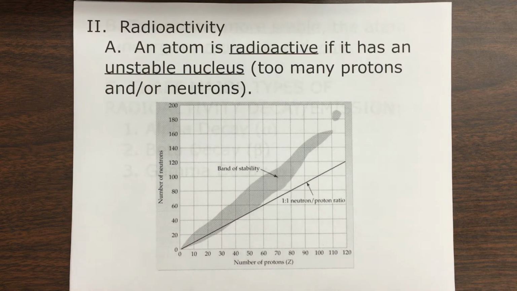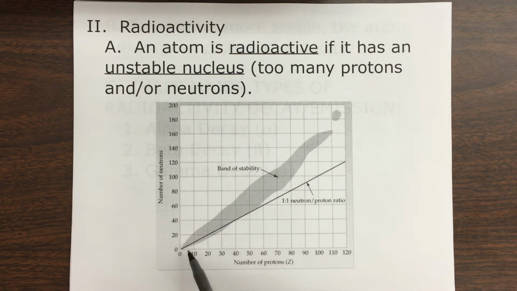In this video, we're going to talk about radioactivity. So far, we've learned that every element has a different number of neutrons and protons, and even within the same element, sometimes they have a different number of neutrons, and we call those isotopes. Basically, an element is deemed radioactive if it doesn't have the correct ratio of neutrons to protons.